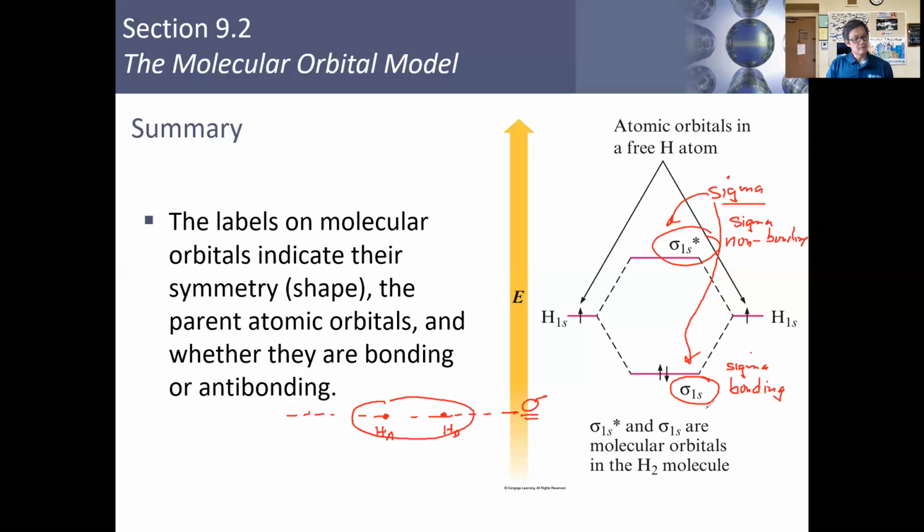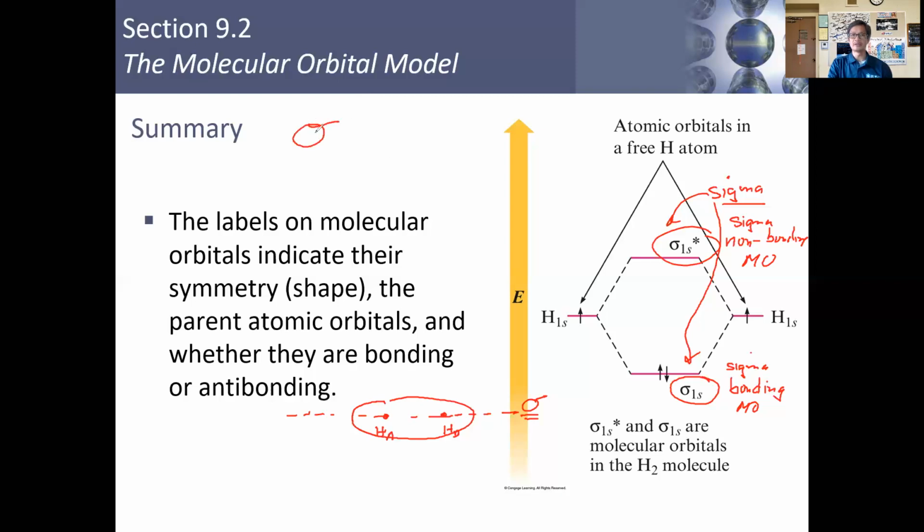Now the 1s here represents the atomic orbital. So this is the sigma bonding molecular orbital, and this is the sigma star, or anti-bonding, molecular orbital. And so that's what we refer to that as well. Okay, so with that said, the 1s represents the atomic orbitals that go into forming these two molecular orbitals.